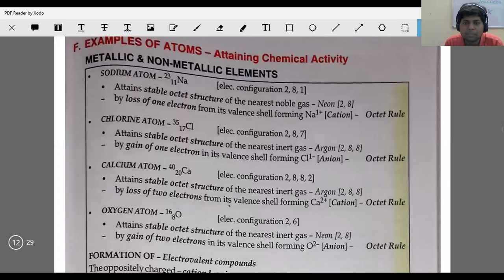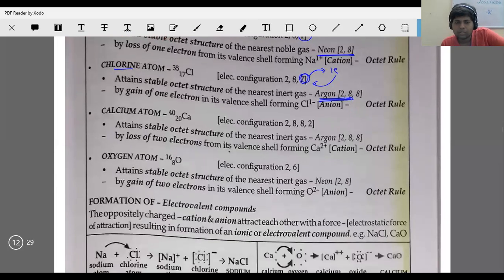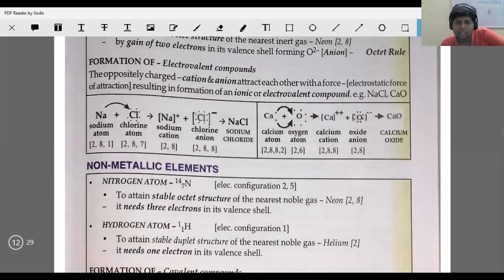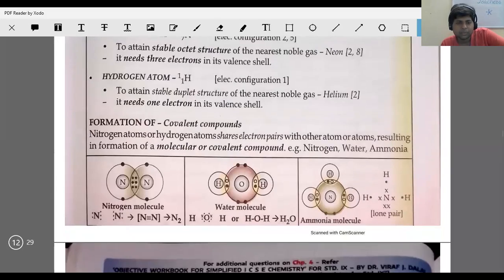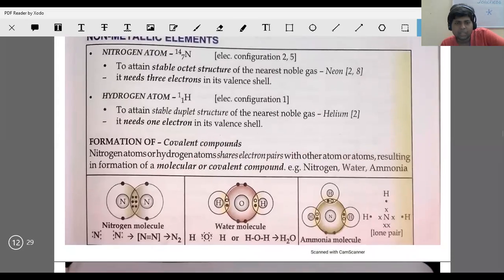For example, sodium has 1 electron in the outermost shell. It can easily lose 1 electron and attain the configuration of neon. But chlorine has 7 electrons in the outermost shell. Losing 7 electrons is a big deal for this, so it is just going to accept 1 electron and attain the configuration of argon. Is it clear? Similarly, calcium and oxygen also you can see. So these are the configurations, non-metallic elements.